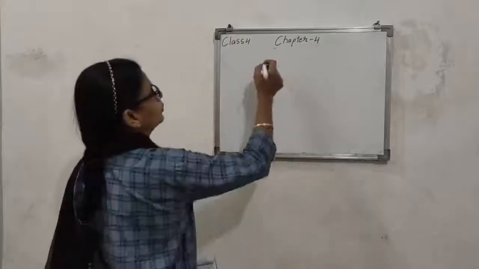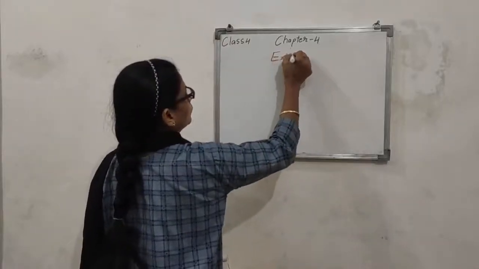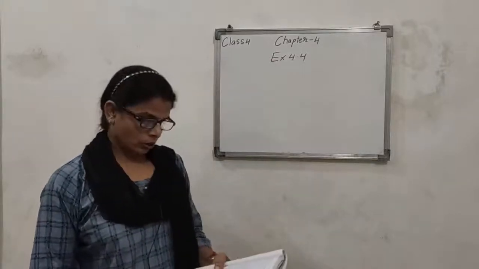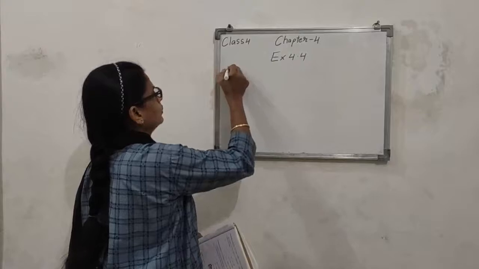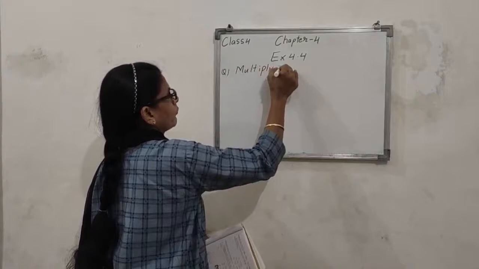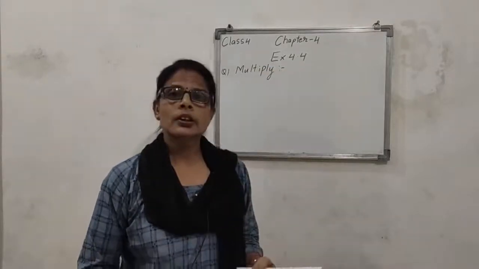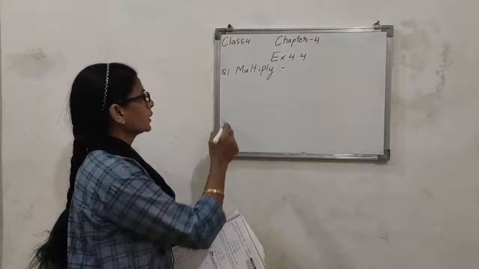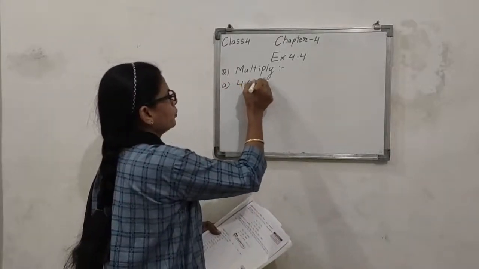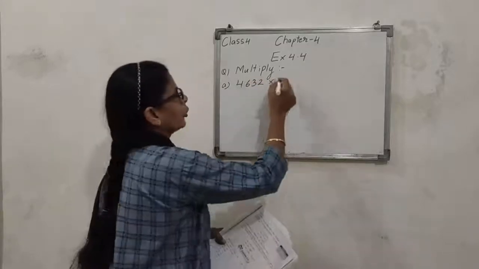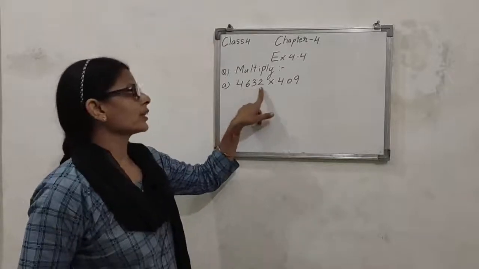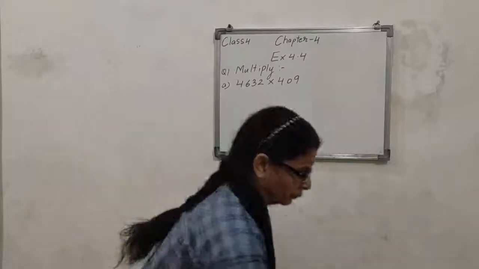Exercise 4.4. Question number 1, multiply in columns. Question 1 will do, we have to multiply. And in the multiplier, there is 0. First question is 4,632 multiplied by 409. We have to multiply 4,632 by 409.